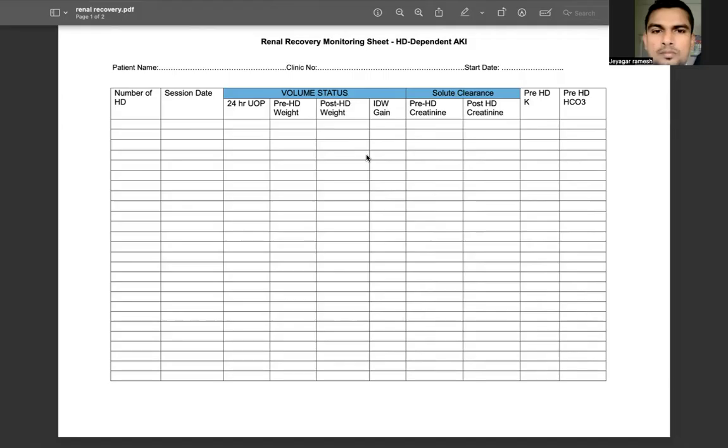Is it the creatinine? Can we rely on the creatinine? No, because when we do the dialysis, if you check the pre-dialysis creatinine, it would be on the higher side, and if you check the post-dialysis creatinine, it would be on the lower side. Does that indicate that the patient has recovered renal functions? No. That indicates our dialysis machine is working fine. So creatinine is not going to be a marker to assess renal recovery when it comes to hemodialysis dependent AKI.